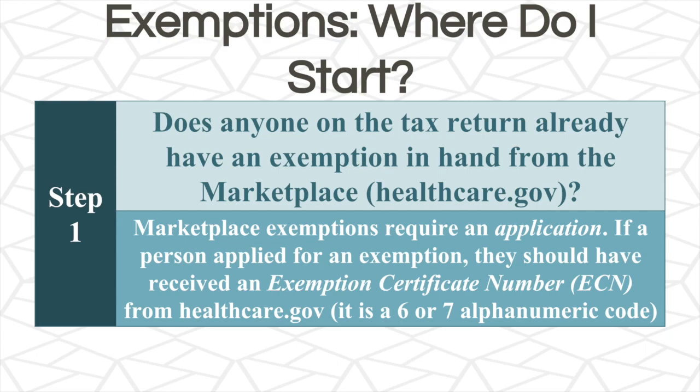Okay, so where do you start with exemptions? Whenever a taxpayer doesn't have coverage, the first question that we ask is, do they already have an exemption on hand from the marketplace? They would have an ECN number, or an exemption certificate number, if they had tried to purchase insurance through the marketplace sometime during the tax year, but were told they were ineligible, and the person they were talking to screened them for this ECN number, for this exemption, in order for them to put it on their tax return that basically exempts them from having to make that payment.